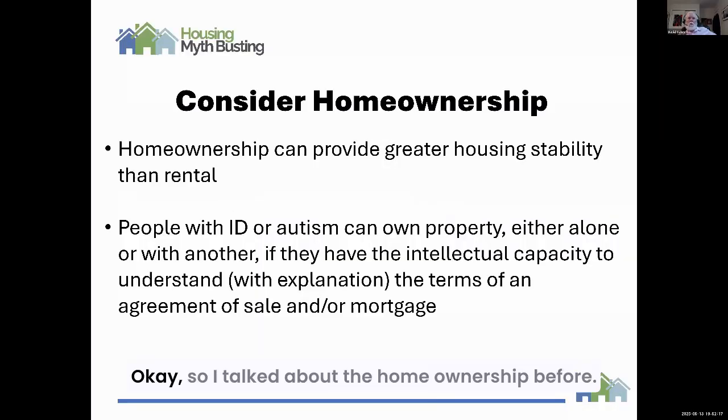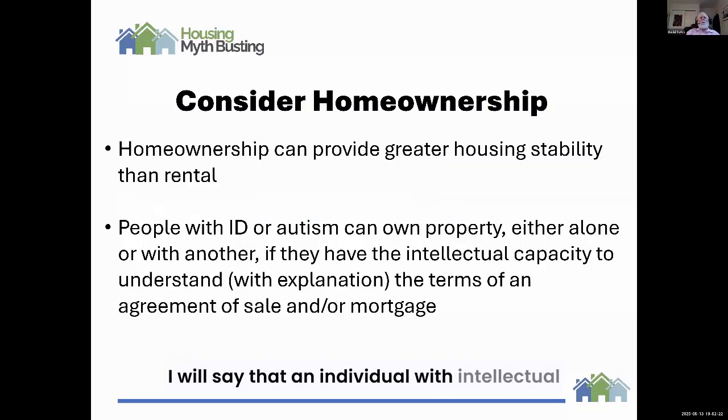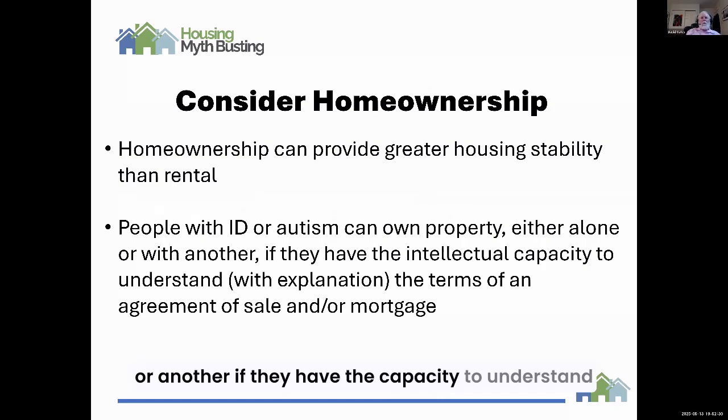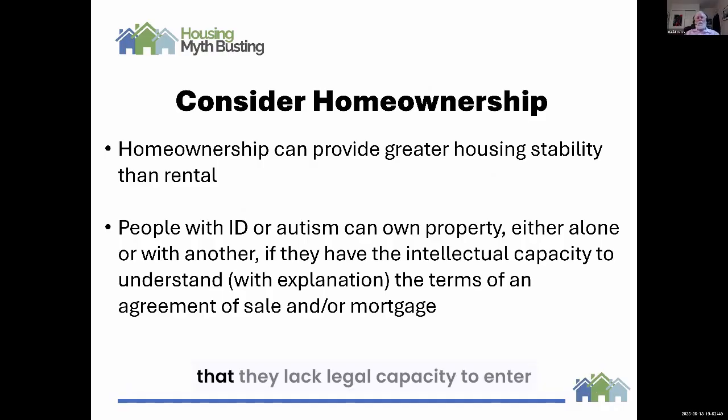Okay. So I talked about the home ownership before. I will say that an individual with intellectual disability or autism can own property either alone or with another if they have the capacity to understand with explanation the terms of an agreement or sale. However, that is, I will say, probably prohibited for those individuals who are under a guardianship, because a guardianship is a judicial determination that they lack legal capacity to enter into contracts and agreements of sale.